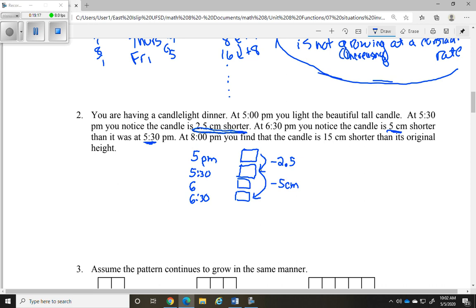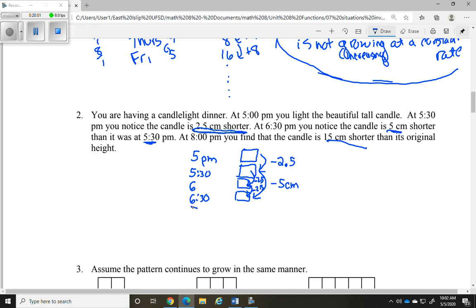From 5 to 5:30, it decreased by 2.5, and that was only half an hour. So from 5:30 to 6:30, it decreased by 5. Is that constant? And hopefully you're saying, yes, it is. From 5:30 to 6 it could decrease by 2.5, and then from 6 to 6:30 it could decrease by 2.5, because 2.5 and 2.5 is 5. So far it really is a constant rate of change. Let's continue. At 8 p.m., you find the candle is 15 centimeters shorter.